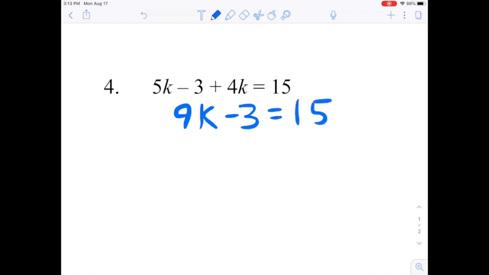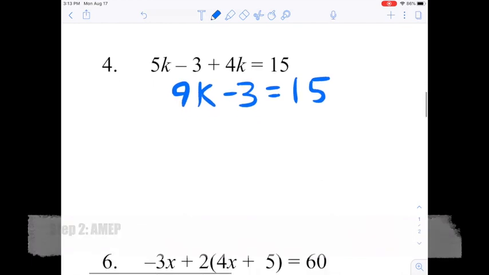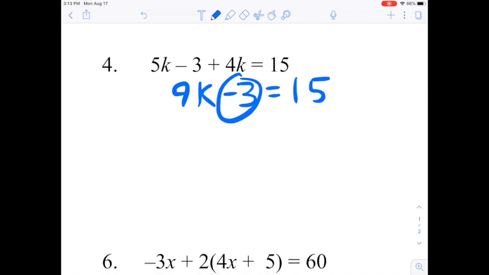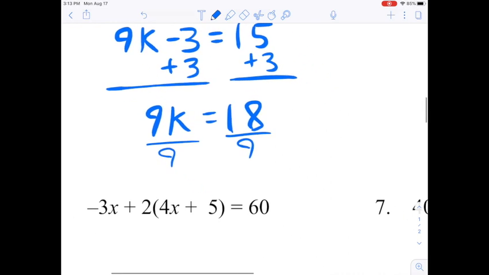Now that I have this, I'm going to be able to do what we did in lesson 2 and solve using a map. I will take care of the subtraction first by adding 3. And I get 9k equals 18. And then I will divide by 9 to get an answer of k equals 2.